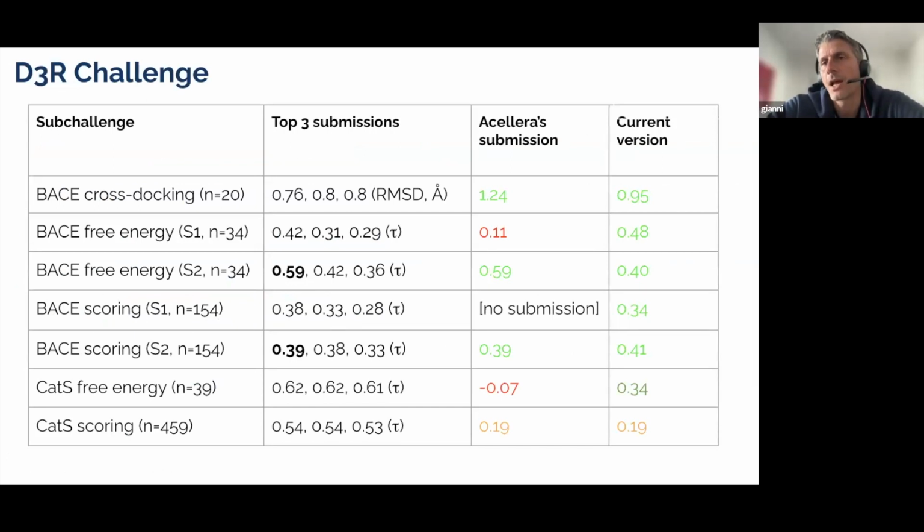The D3R challenge is a blind challenge, which is done in the community, and practically they give you a target, in this case BACE, and they give you a certain number of small molecules, and they ask you to predict the structure and the affinity. And in this case, with these methods, KDeep in particular, we managed to win 2 of these challenges, the ones in black over here. So to say that these deep learning methods were already state of the art after 1-2 years, compared to other techniques that have been available.